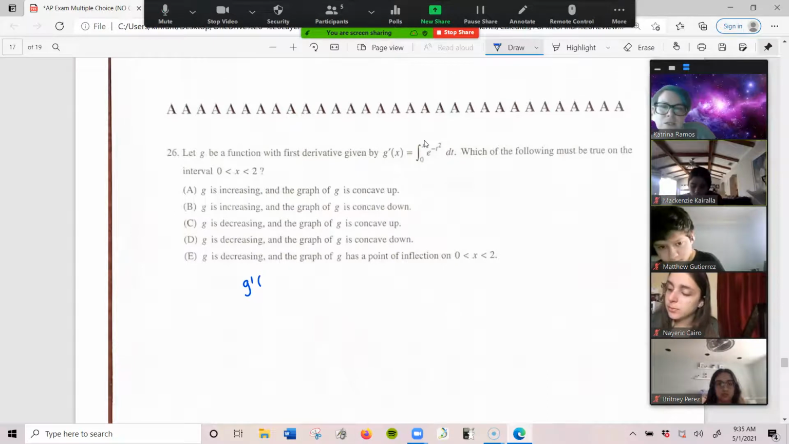So g prime of 2 is going to equal the integral from 0 to 2 of e to the negative t squared dt.